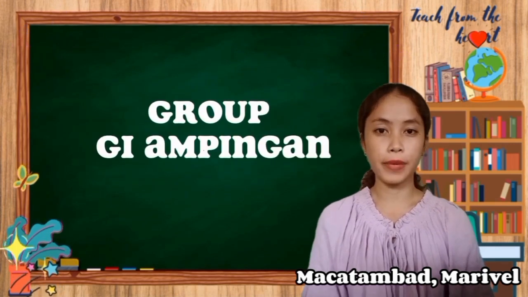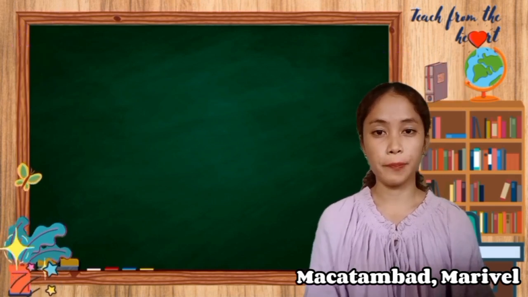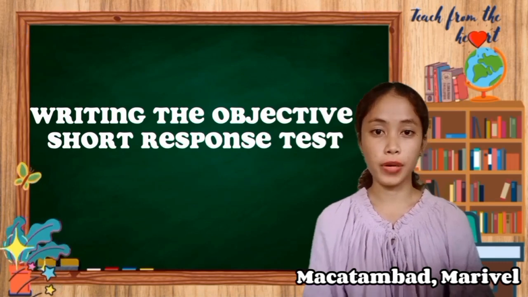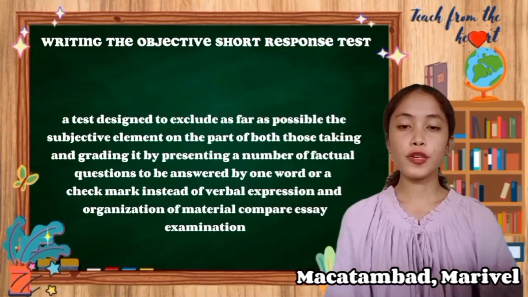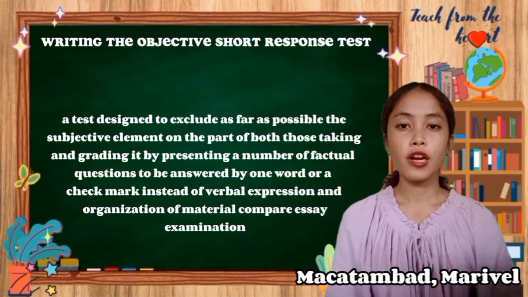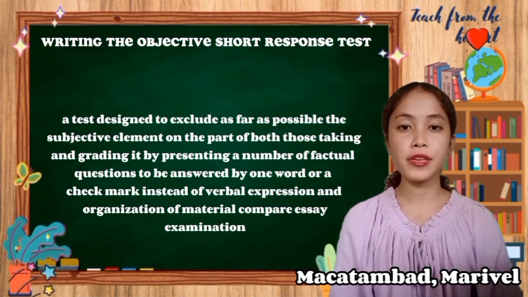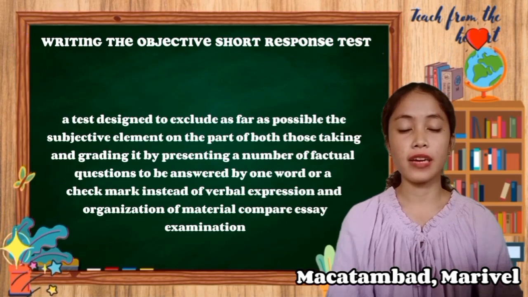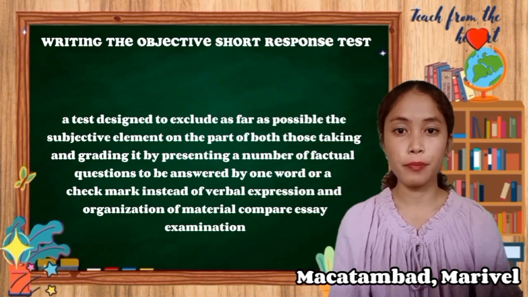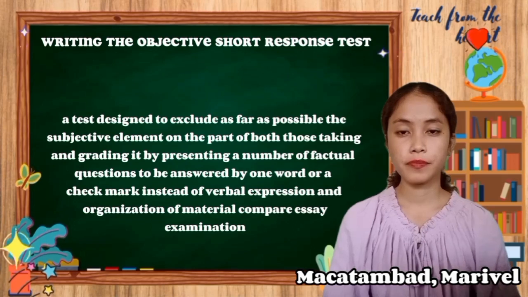We are the group Giampingan. So today we are going to discuss the assigned topic to us, which is writing the objective short response test. So, an objective test is a test consisting of factual questions requiring extremely short answers that can be quickly and unambiguously scored by anyone with an answer key, thus minimizing subjective judgments by both the person taking the test and the person scoring it.